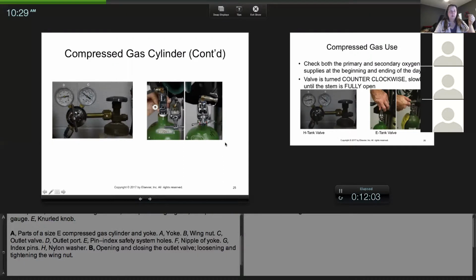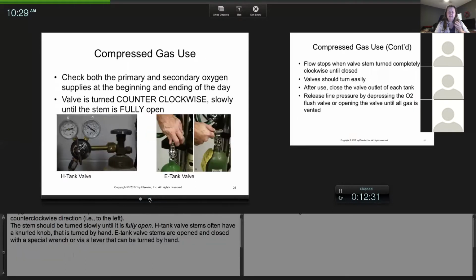So they will only fit an O2 E tank, right? Because the H tank would be way too big to go under there. So the E tank is specific to that yoke. But I want you to know the yoke is on the anesthetic machine. You put the tank inside the yoke. So the yoke connects to the tank. It's kind of like when you have oxen and they hook onto the yoke for the cart.